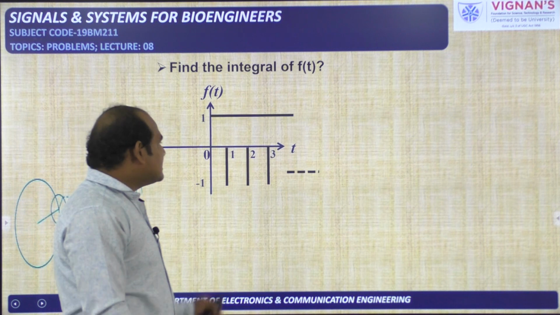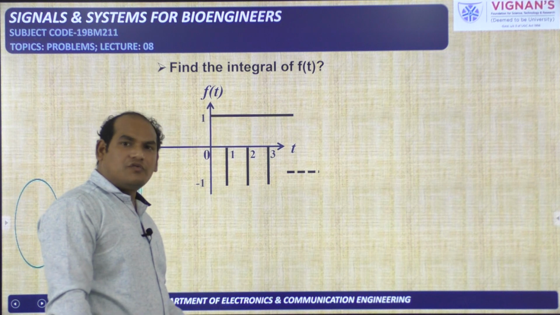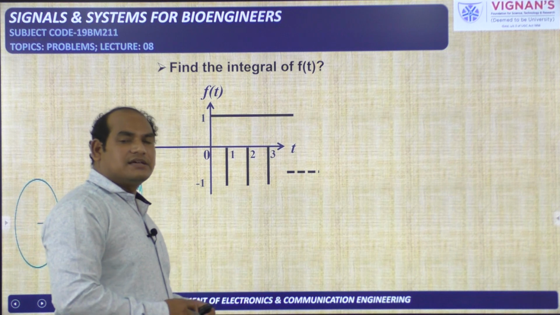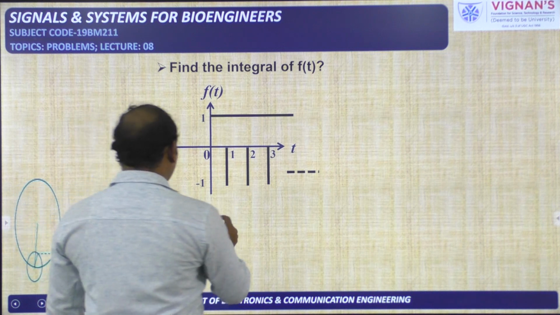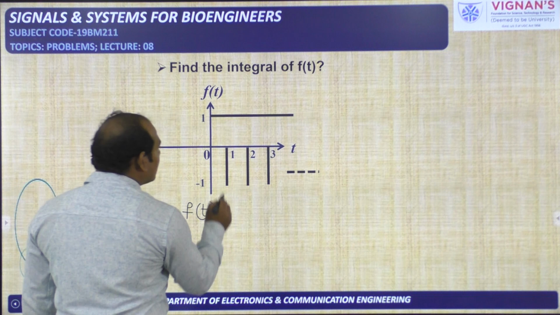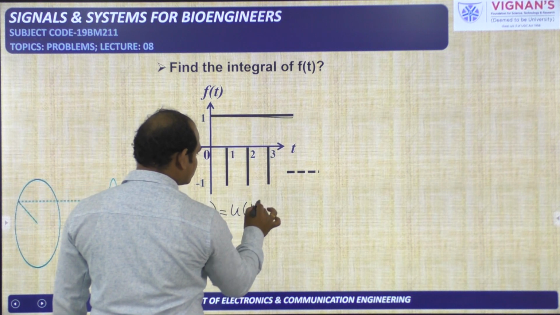Now for this signal we need to find the integral. It is the given f of t signal, and for this one we need to do the integration. Now I will do this problem by taking the mathematical representation. So f of t is equal to, it is like a unit step signal, so u of t is available.